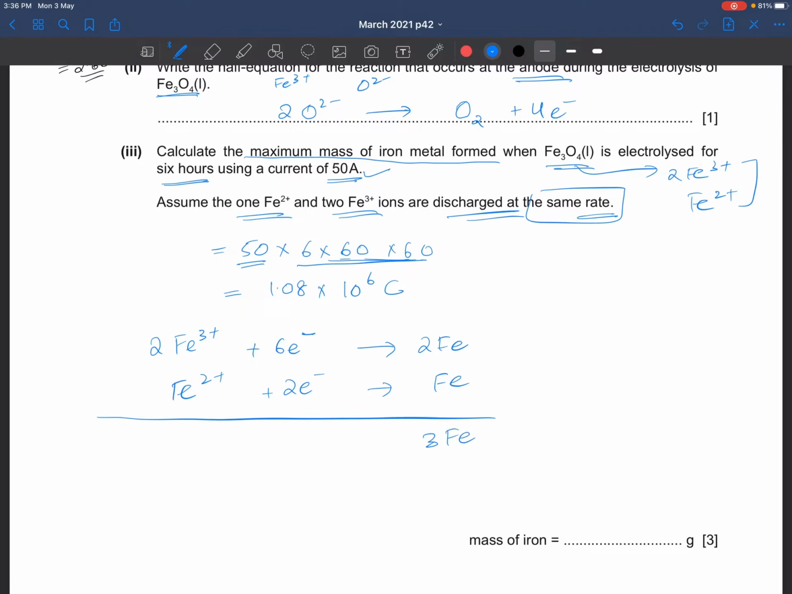We are getting 3 moles of Fe from 6 moles of electrons, right? And let's just calculate the charge carried by 6 moles of electrons. 1 mole of electrons carries 96,500 coulombs. So 6 moles of electrons would be 96,500 coulombs multiplied by 6, and the mass that would be deposited, we have 3 moles multiplied by atomic mass 55.6, or 55.8, sorry.